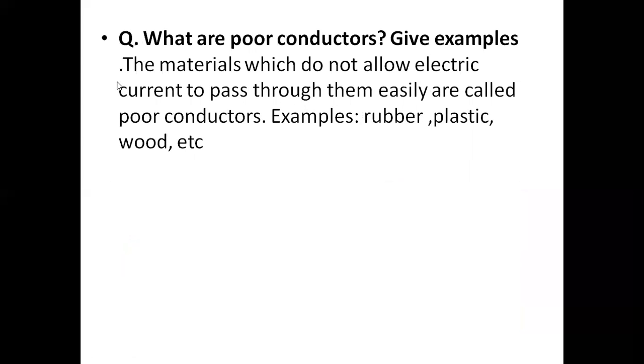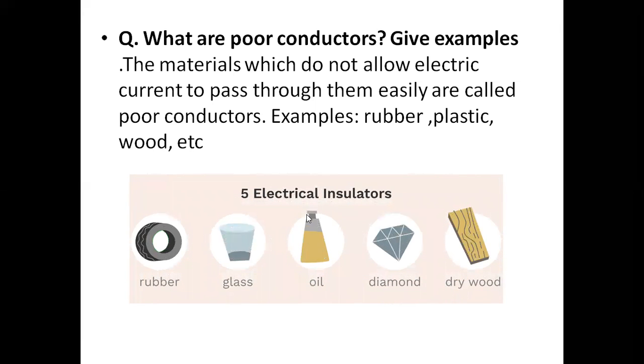Okay, then what are poor conductors? The materials which do not allow electric current to pass through them easily are called poor conductors. In some references, even we find insulators, but the suitable term is a poor conductor. Why? That we will discuss later. Instead of insulator, it is better we shall use the term poor conductors only. Examples: rubber, plastic, wood, and so on. Look at these images. Hence, children, based on electric current, the substances can be classified into two major types: good conductors, which allow electric current to pass through them, and poor conductors, which do not.